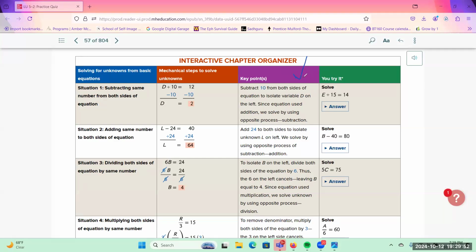In your chapter organizer, it always has some key points for you to remember. And here it references that opposite process again for you. Then you've got a chance to practice it on your own. So E plus 15 equals 14 is under our You Try It section.